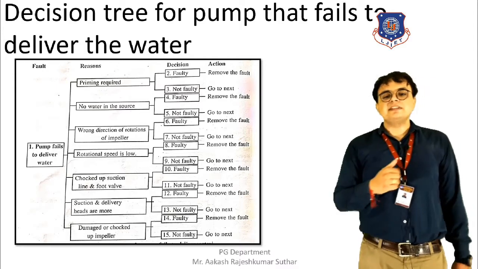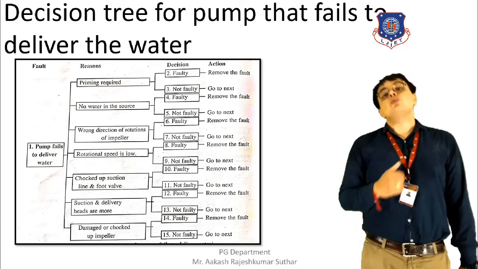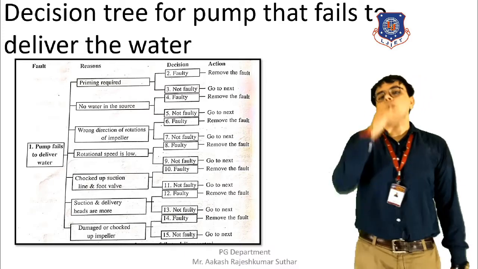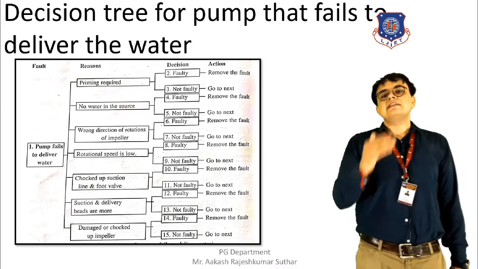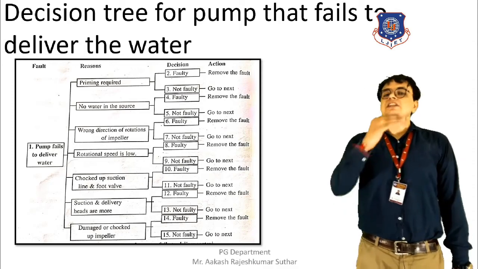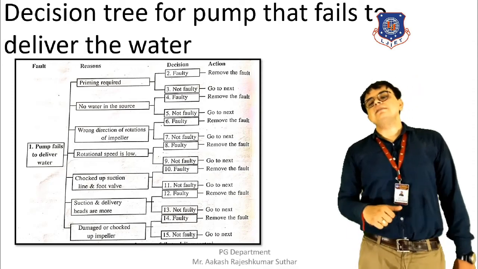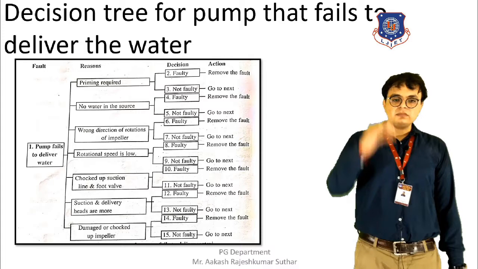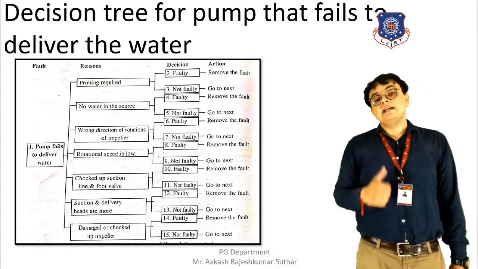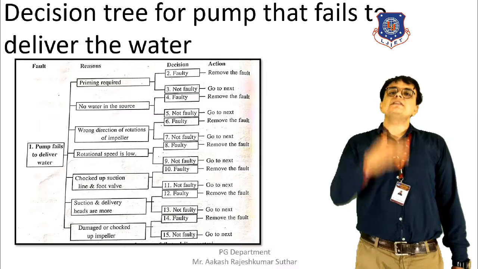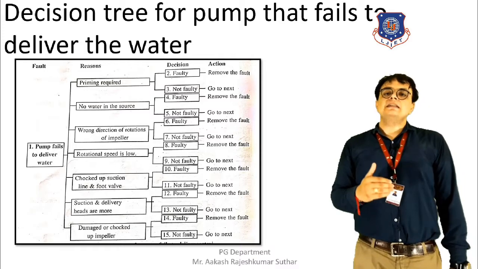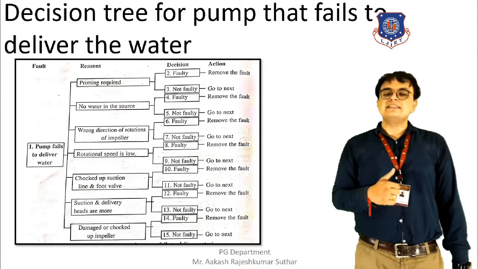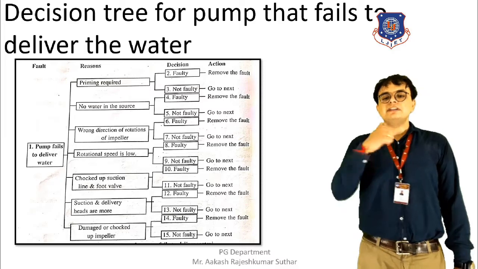The next type of reason is that the suction and the delivery heads are more. So if actually the suction and the delivery heads are found more, then we should take the decision as faulty, and the action corresponding to the decision will be remove the fault. But if the suction and the delivery heads are not found more, which means it is not faulty, then the action we should take is go to the next reason. The next reason here is the damage or the choking of the impellers.